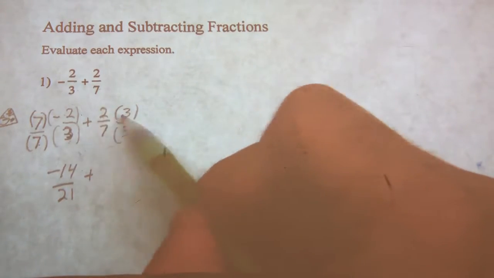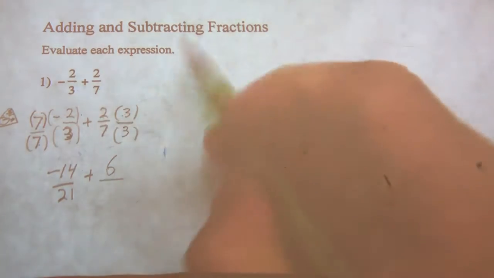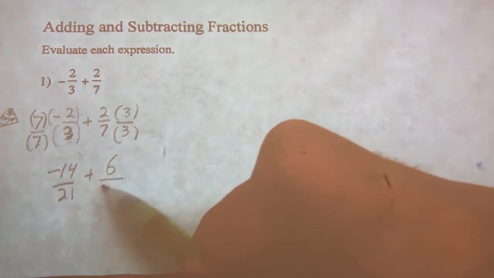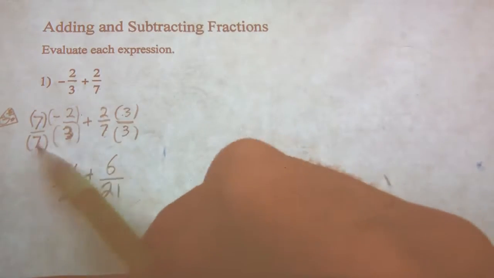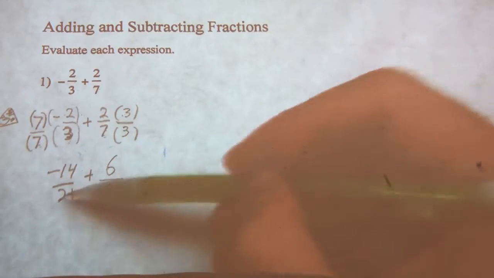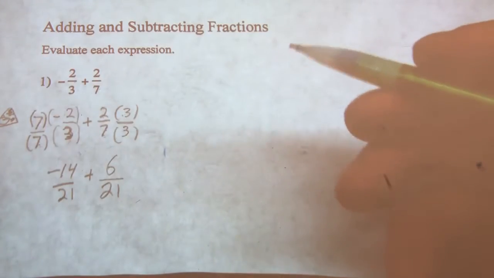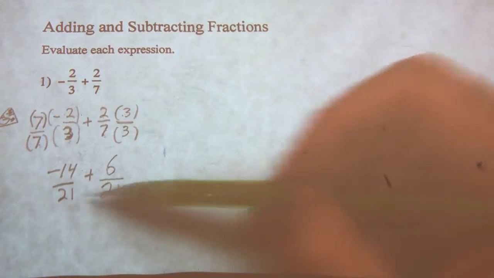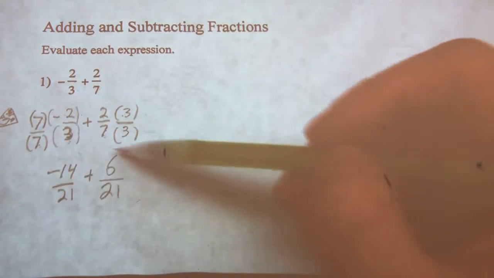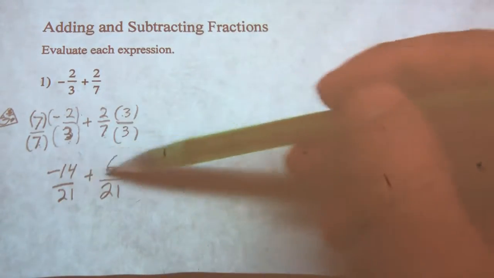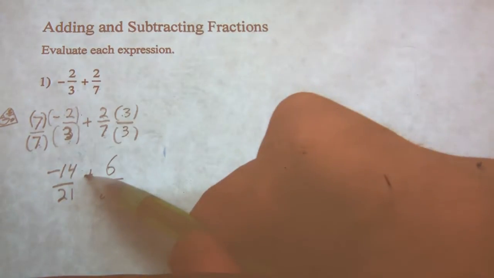And then we do the same here. 2 times 3 is 6 for a new numerator, and 7 times 3 is 21. So since we use the same numbers on both sides, we got common denominators. From this point, I have a common denominator, so I'm really just going to concentrate on the numerators. And I'll just follow all the correct rules of adding and subtracting.